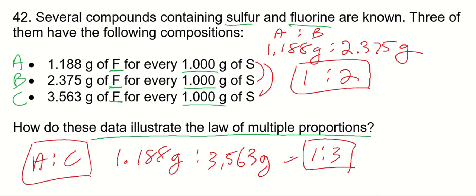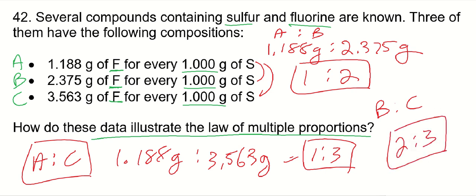And so therefore, we just did A to B, sorry, B to C we haven't done, right? All right, so B to C is going to be 2 to 3. Again, whole number ratios. You could have flipped all these around and got 2 to 1, 3 to 1, and 3 to 2. But the point is, because all of these, for fluorine at least, in all three compounds are multiples of whole numbers, this is why it illustrates the law of multiple proportions.